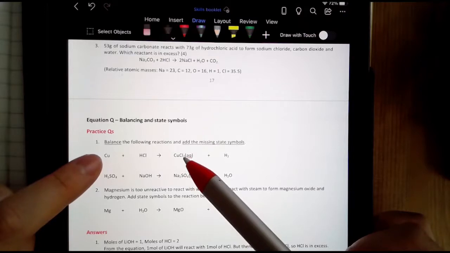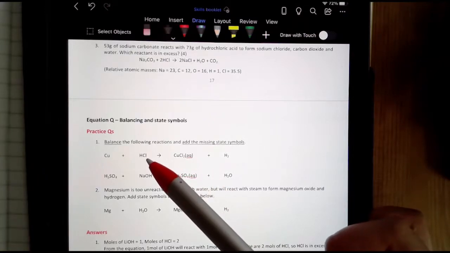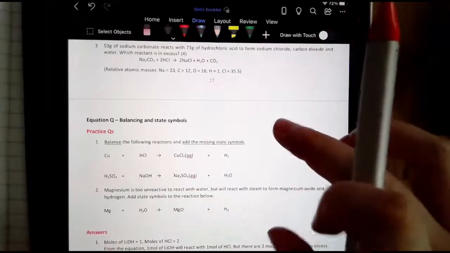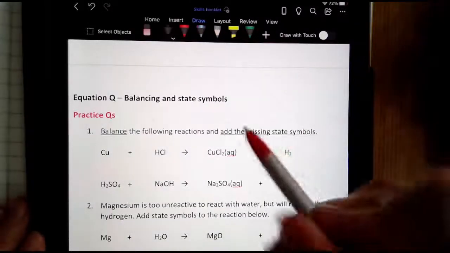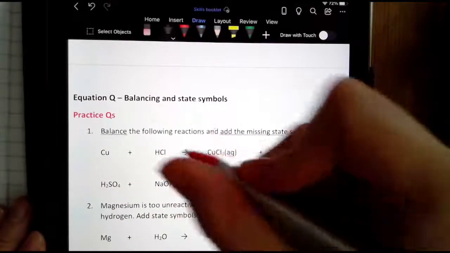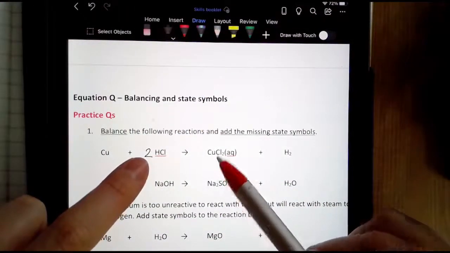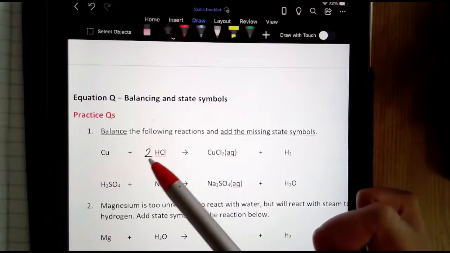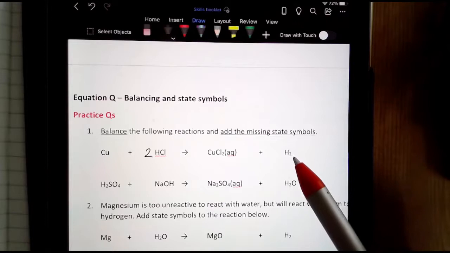If I look at chlorine, I've got 2 Cls, so 2 chlorines on the right, but only 1 chlorine on the left. To balance this, I can only use big numbers. And those big numbers have to be placed at the front. So I cannot just put a little 2 there. I have to put a big 2 in front. Now I've got 2 chlorines on each side. By putting that 2 there, I've also changed the number of hydrogens. I've now got 2 hydrogens on the left, but I do also have 2 on the right.